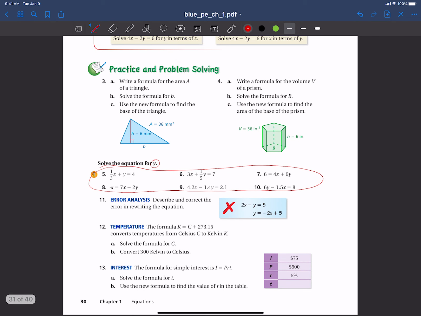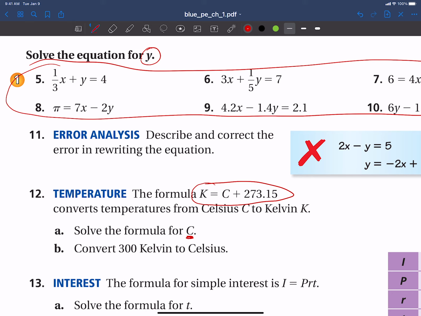Number 12 says the formula for Kelvin to Celsius is this. Could you solve for C, Celsius? Which means just get C by itself. What's happening to C? It's being added by 273.15. So subtract 273.15. But if you're going to do it to one side, you got to do it to the other. That would cancel it out, which means what I was left with is K minus 273.15 equals Celsius. That's your answer for A.